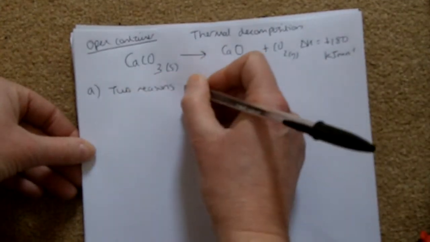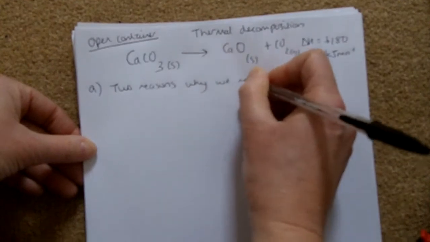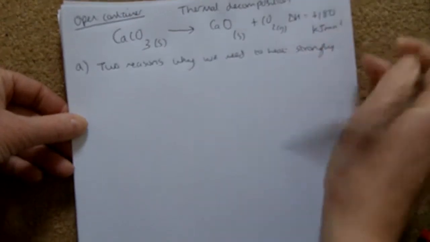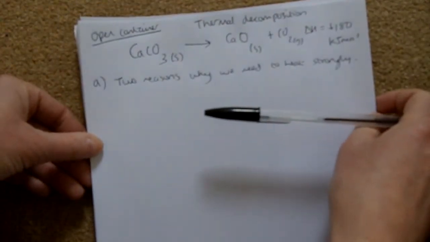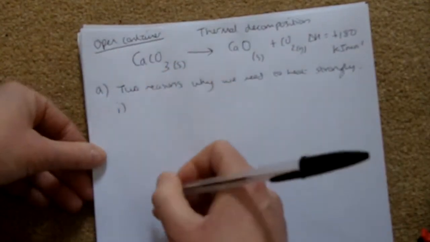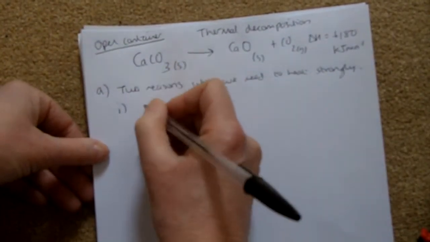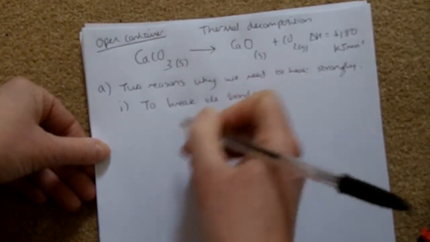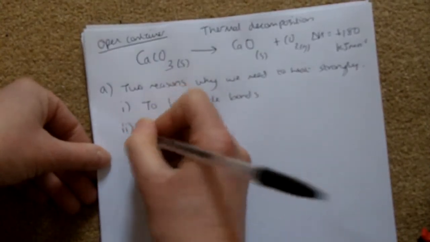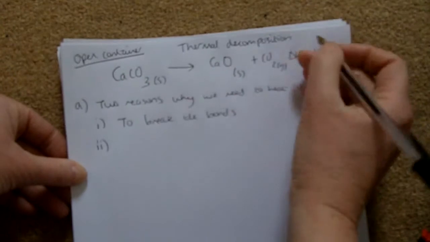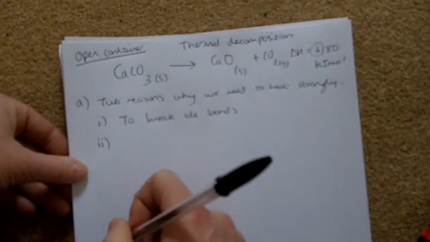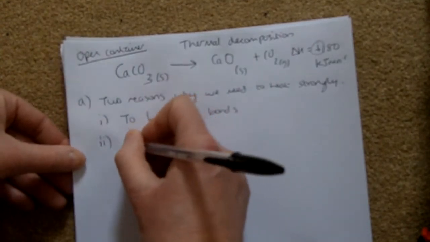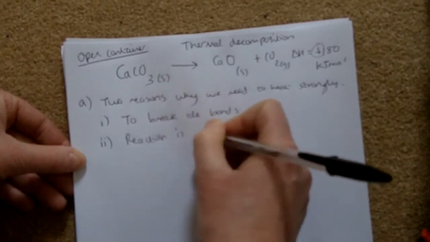So 2 reasons why we need to heat strongly the calcium carbonate. Okay, why? In order to decompose. So the first reason is that you need to heat strongly in order to break the bonds. First thing you do is you have to break the bonds. Okay, and the second reason, why do you need to heat strongly? Well, this is an endothermic reaction. So endothermic reactions overall need an input of energy. So we can just simply say this reaction is endothermic. It needs an input of energy.